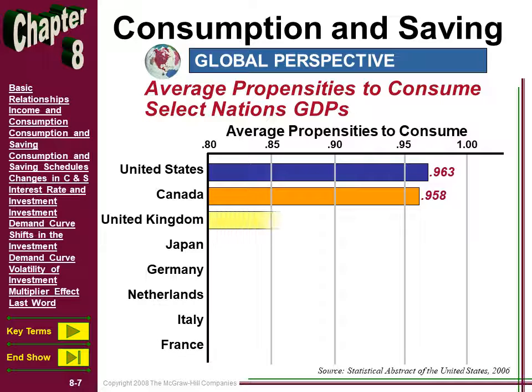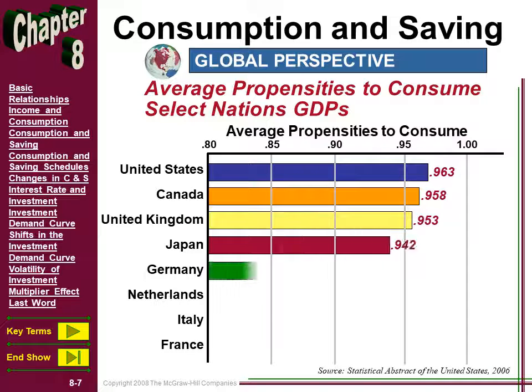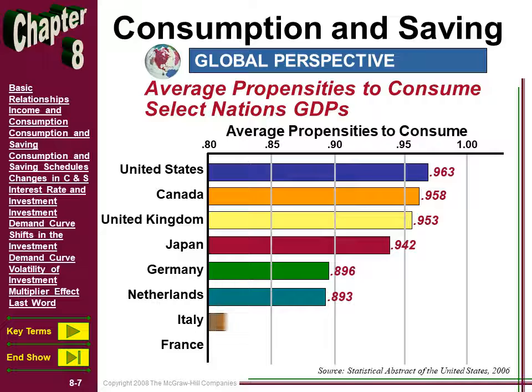Here's a little global perspective on average propensities to consume for various nations. Notice that Americans spend a large portion of their income, on average 96.3%. Canadians aren't too far behind. The people in France tend to save more. According to this graph, French people spend only about 83% of their income.